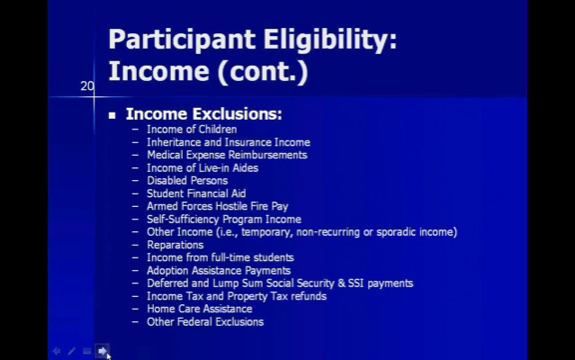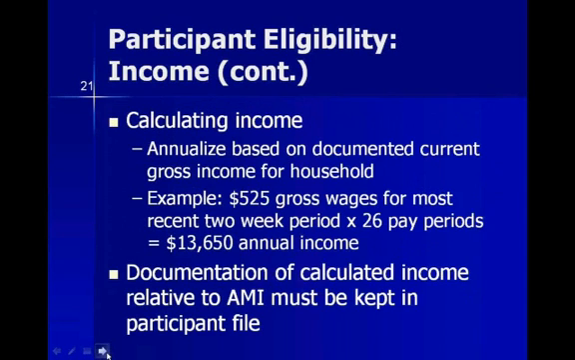So on the next slide, we're still talking about income and determining eligibility here. Once you've figured out what you're going to count, what's included and what's excluded, we're looking at calculating income. So you essentially want to annualize based on the current documented gross income for the household. It's like the example that's given up here. $525 gross wages for the most recent 2-week pay period. Multiply that by, in this case, 26 pay periods, and that gives you $13,650 annual income. That's pretty straightforward.